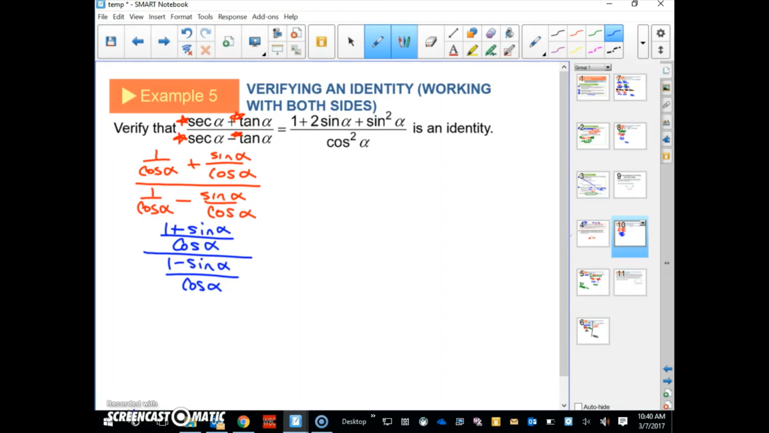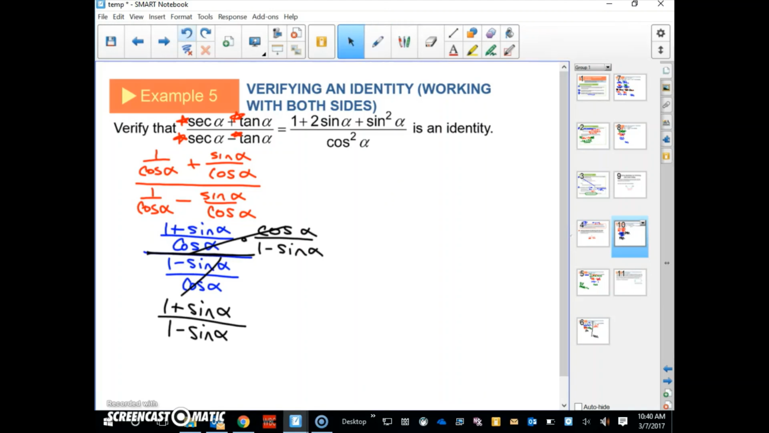And at this point, I hope that you can see what's going to happen. Okay? What's going to happen is those cosine alphas are going to cancel each other out. Okay? I hope that you don't have to do this work, but if you didn't see why that happens, you're dividing fractions, and so you could think about multiplying by the reciprocal. Maybe that's a little bit easier for you to see why those cosine alphas cancel out. But either way, if you show your work or not, you're going to get 1 plus sine alpha over 1 minus sine alpha.